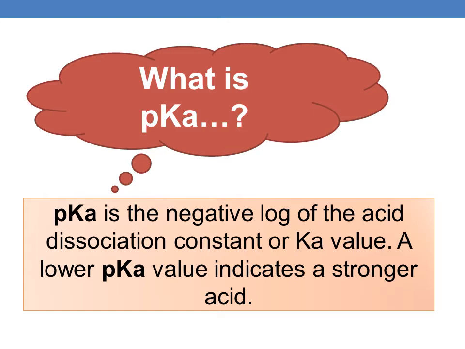Now, what is pKa? pKa is the negative log of the acid dissociation constant, or Ka value. This is very important in the determination of absorption pattern. And a lower pKa value indicates a stronger acid, and vice versa in the case of a base. pKa is the negative logarithm of Ka.